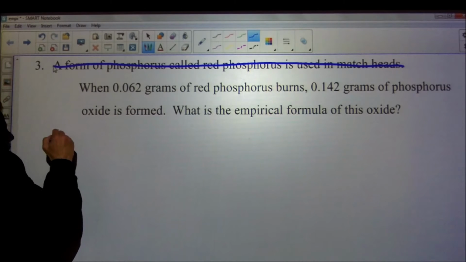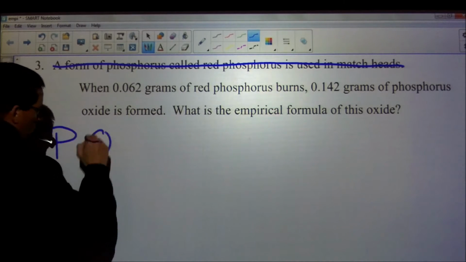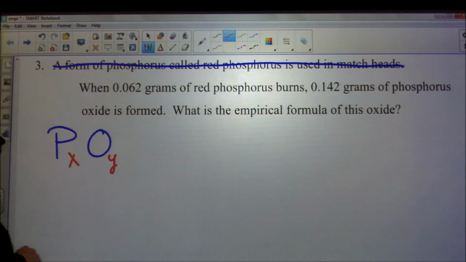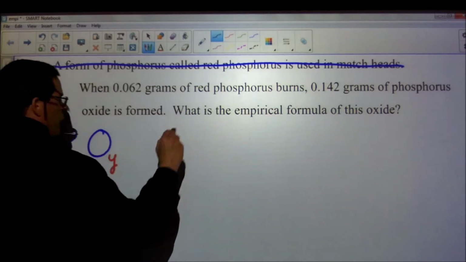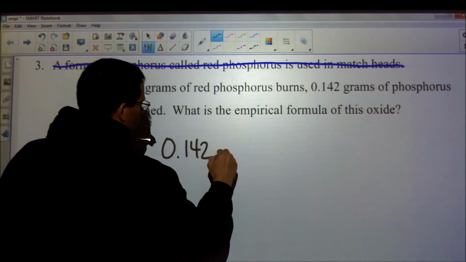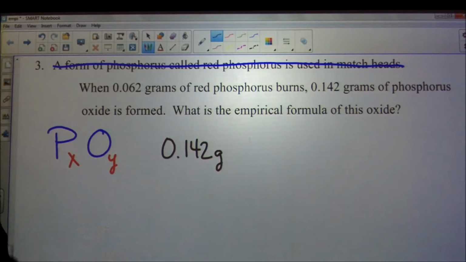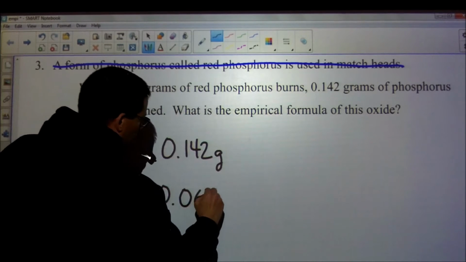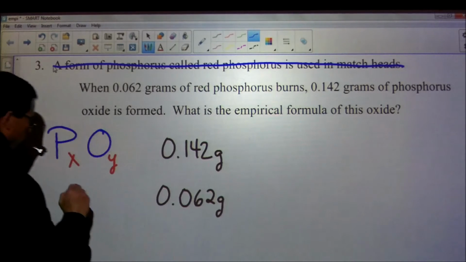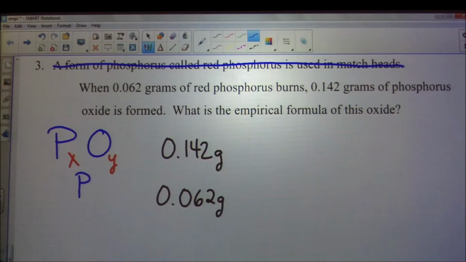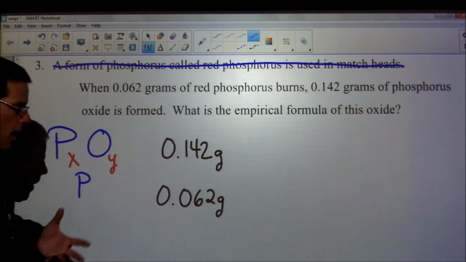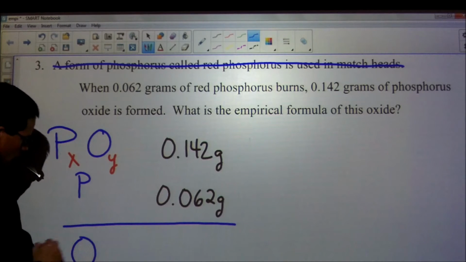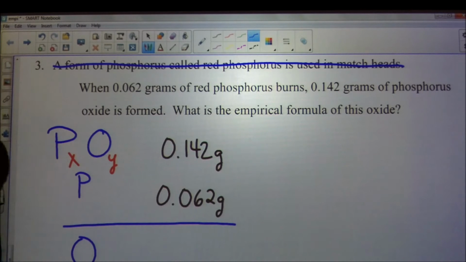So what we're looking at is this phosphorus oxygen compound. Again, we're looking for our X and our Y. It tells us that we have 0.142 grams of this entire compound. It has also given us 0.062 grams of just good old phosphorus. It doesn't tell us how much oxygen came from the air to combine to form this thing. So to find the oxygen, the best thing to do is take the difference of these two.